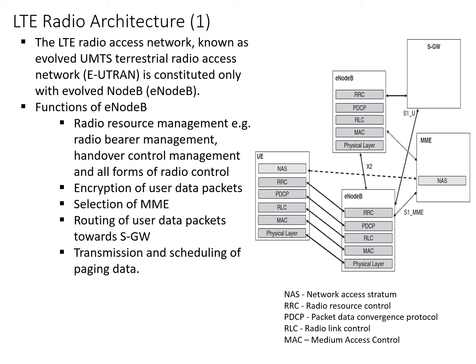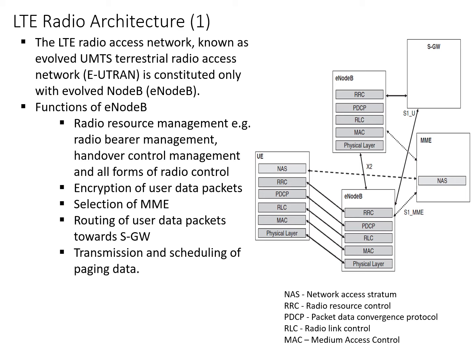So LTE Radio Network Architecture is constituted only with evolved node B, called E node B. Different from 2G and 3G systems, the radio access network has only one element, that is E node B.